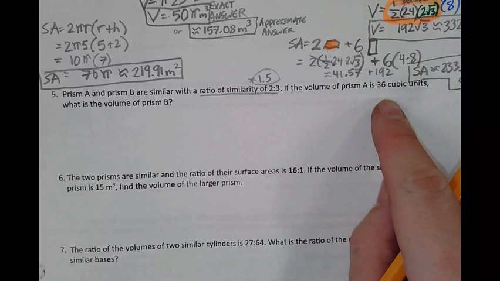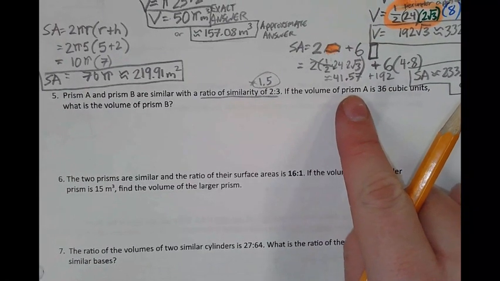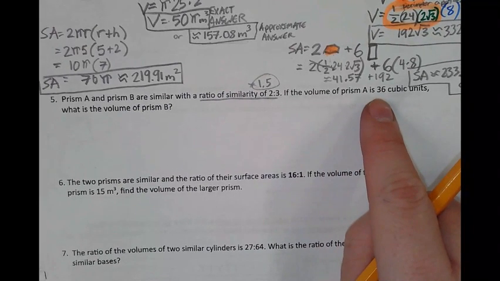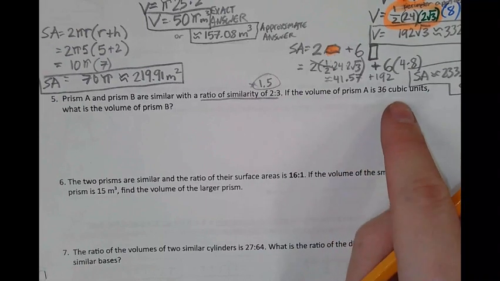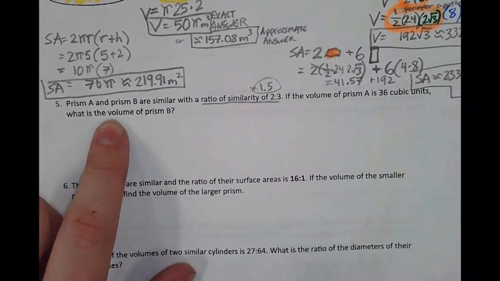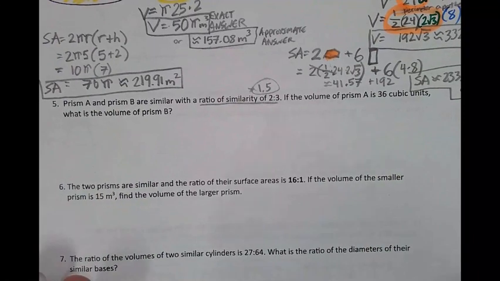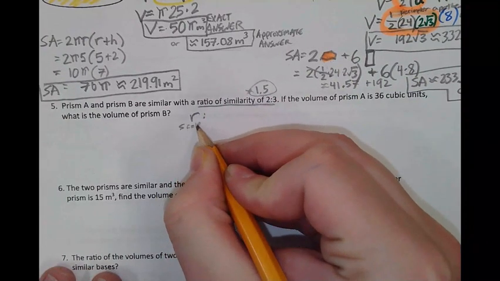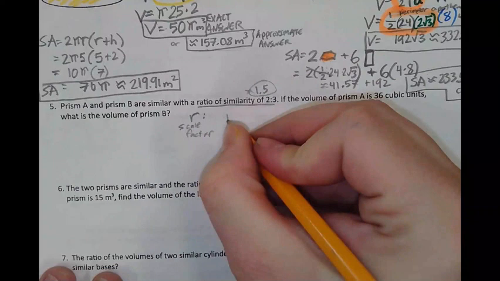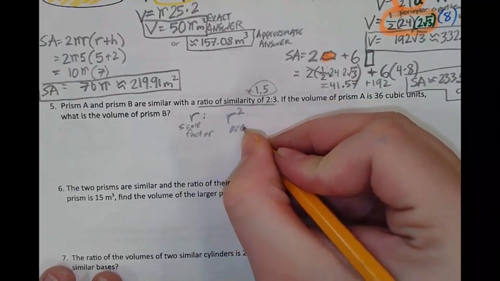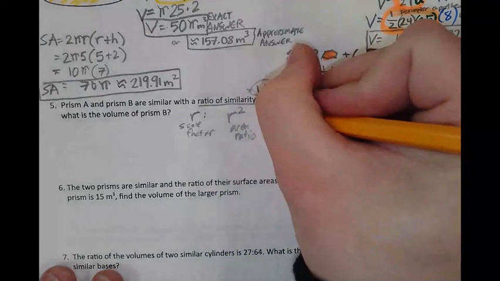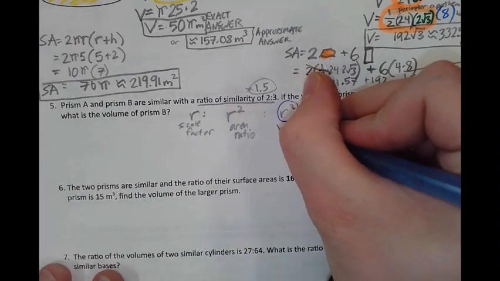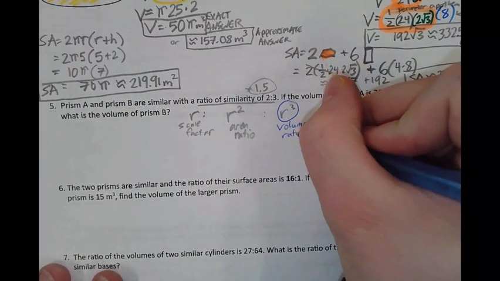The second sentence says, if the volume of prism A is 36 cubic units, what's the volume of prism B? Okay, so we know that R is scale factor. R squared is area ratio. And R cubed, this is the one we need, is the volume ratio.